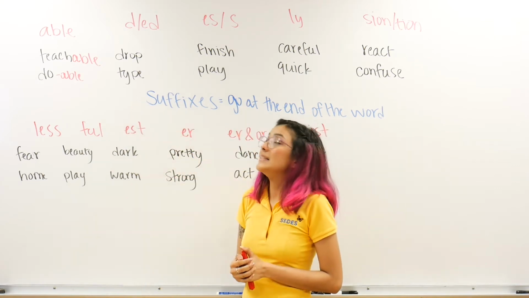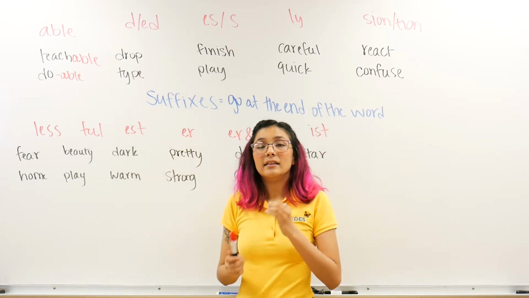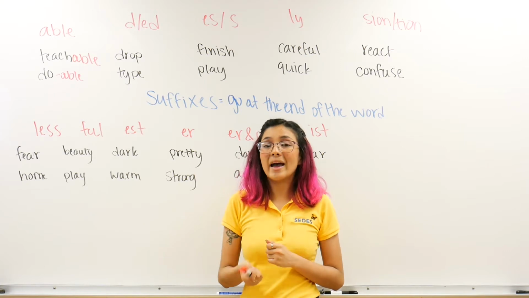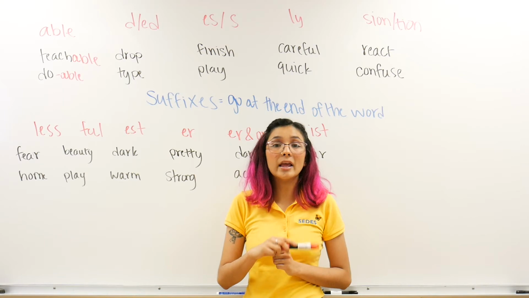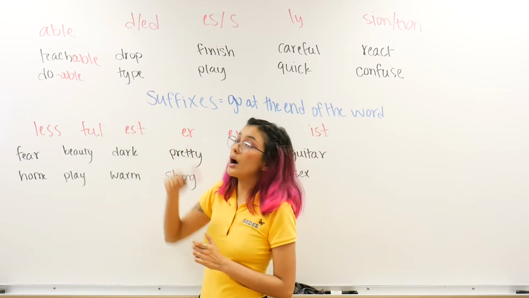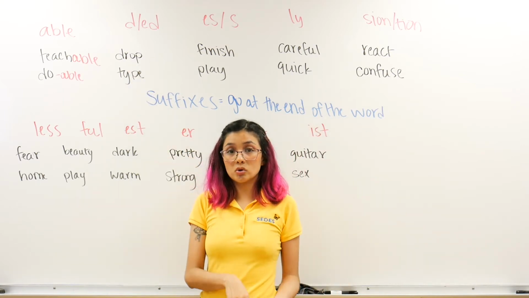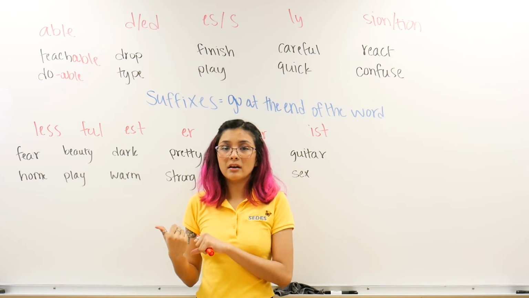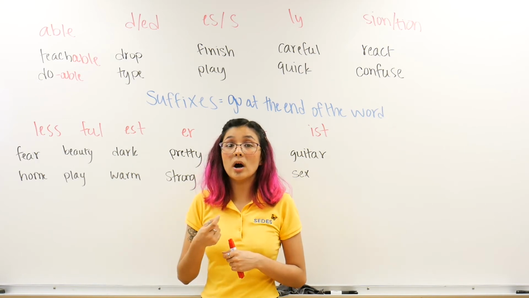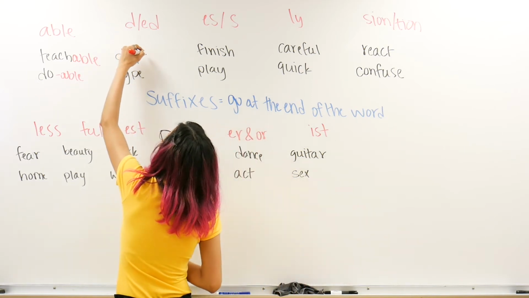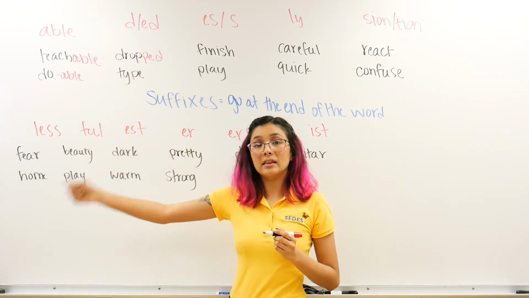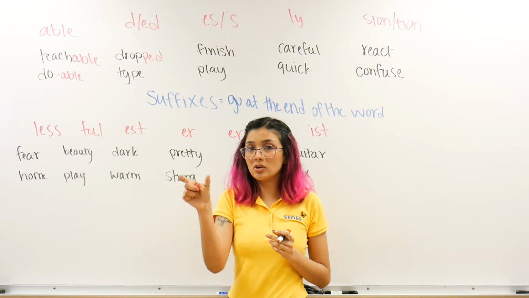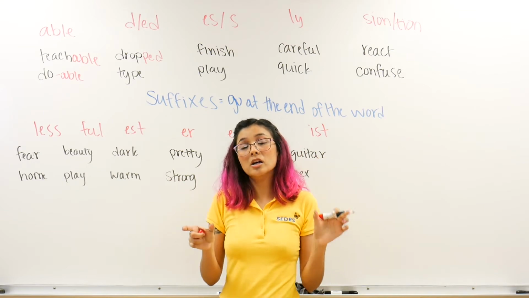Then we have D and ED. This is just practicing with our past tense verb. Again, this is our regular past tense verb, not irregular. For example, drop. If I dropped something yesterday, I don't say drop, I say dropped. That means that I did this in the past. I changed the old word drop to a new word, dropped.